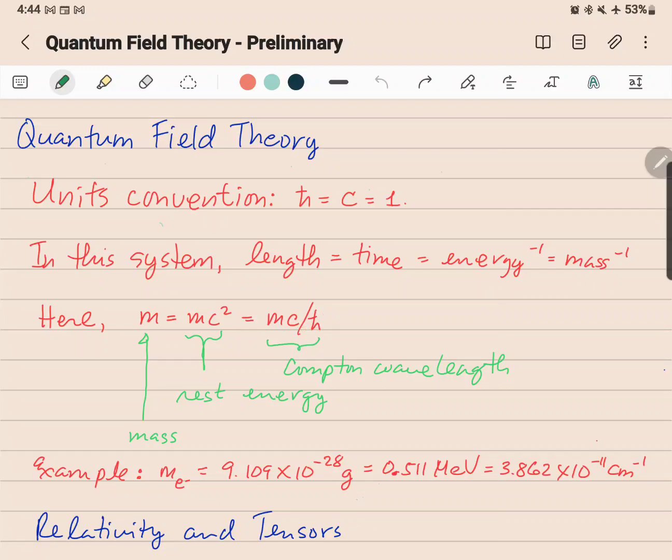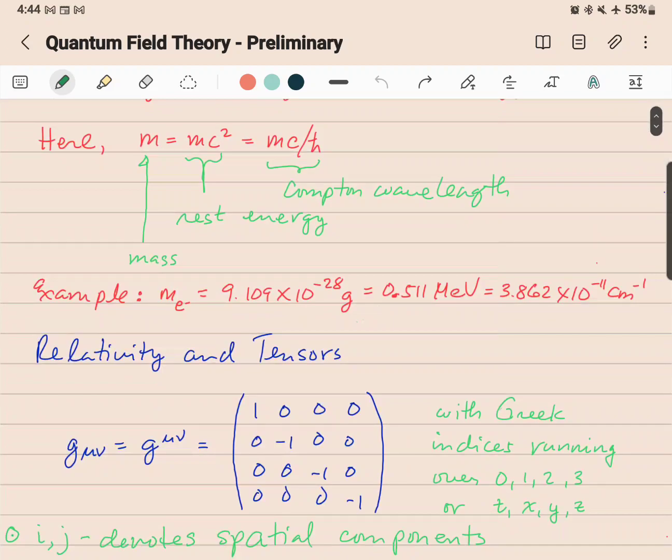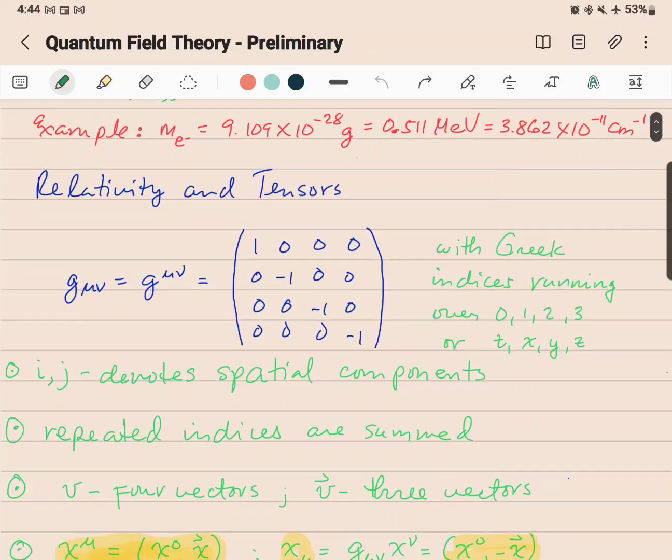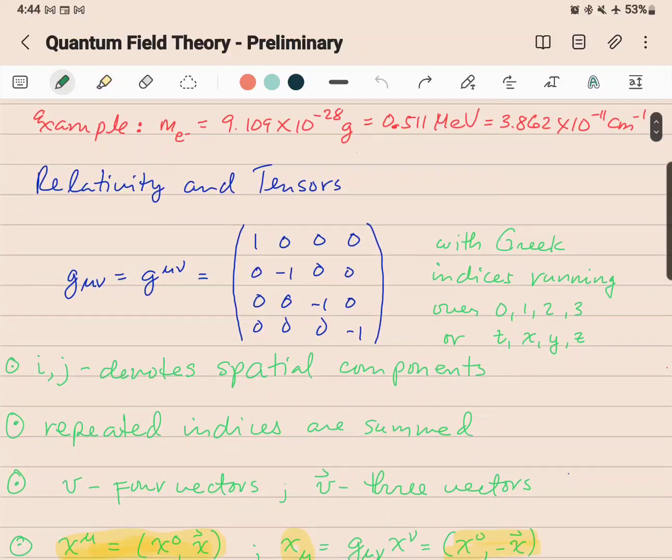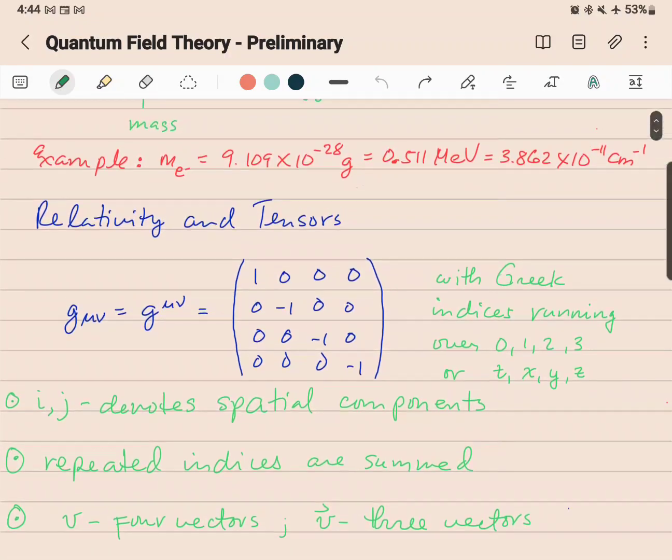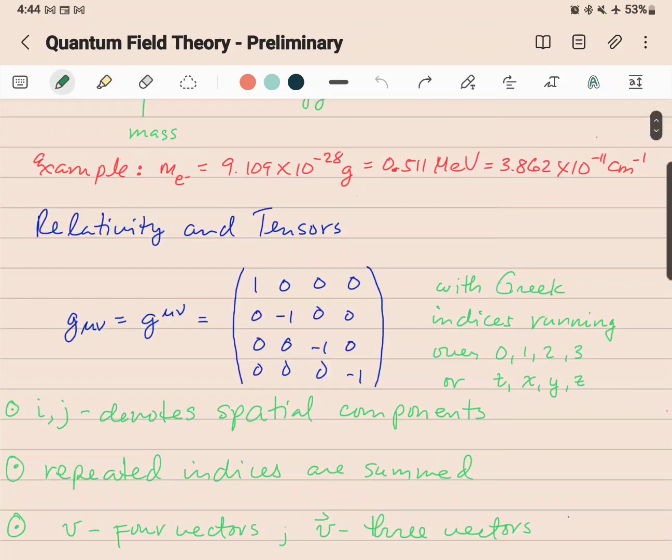And then, as an example, you have the mass of the electron equal to 9.109 times 10 to the negative 28 grams, which would be equal to 0.511 MeV, equal to 3.862 times 10 to the negative 11 cm to the negative 1.